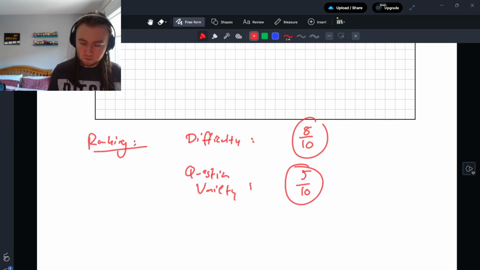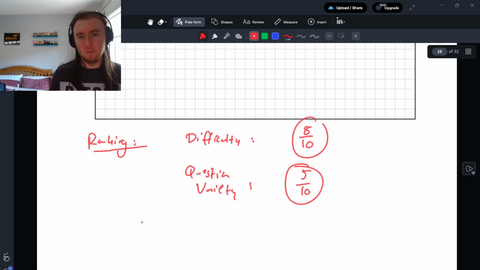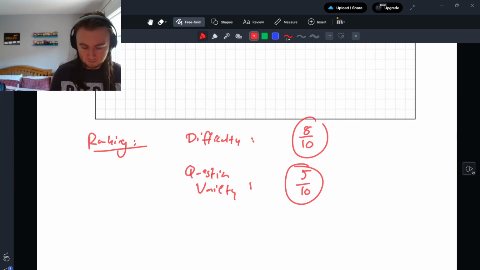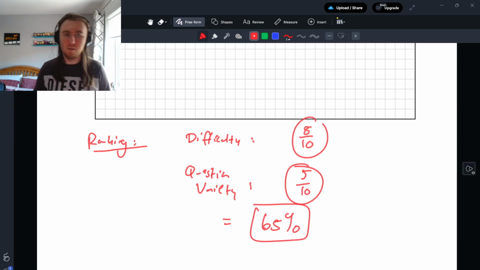And sort of the overall enjoyment is, of course, kind of the average of these. So, well, sum of the two of them together. So 8 plus 5 total marks out of 20. Can't believe I actually have to do this on a calculator, but yeah. So that gives my overall grade of this paper a 65%.